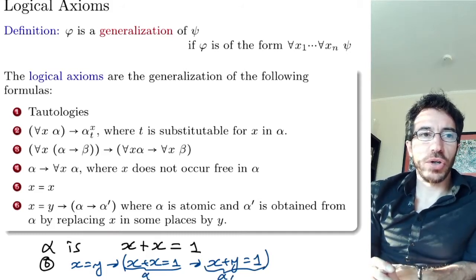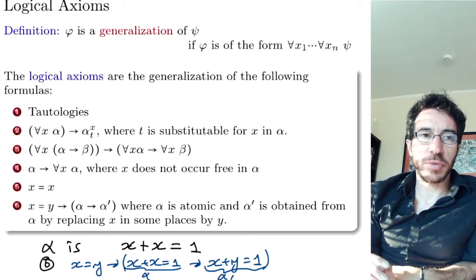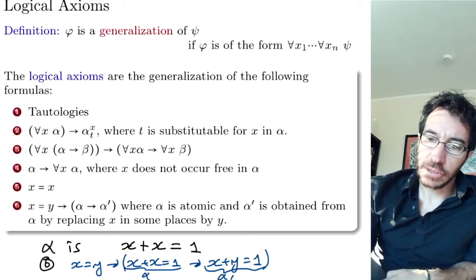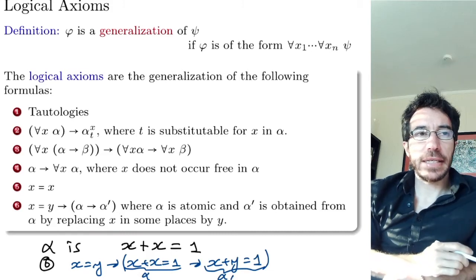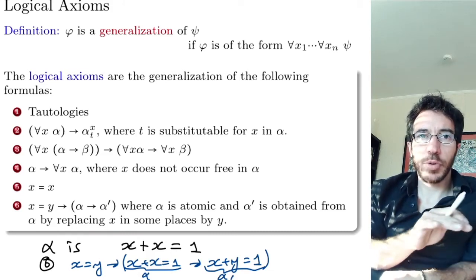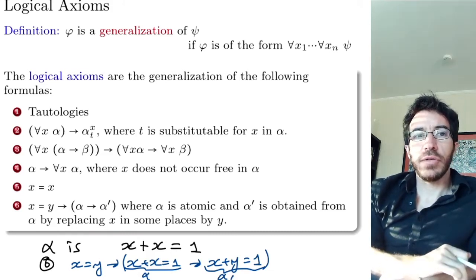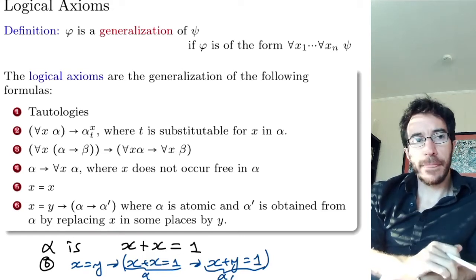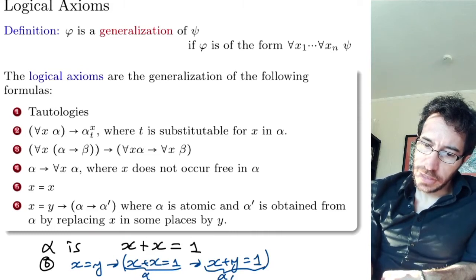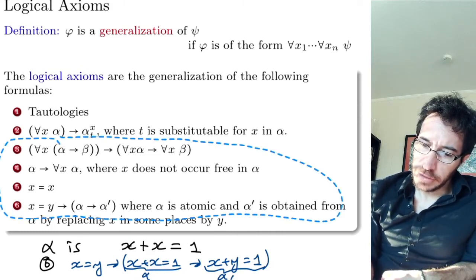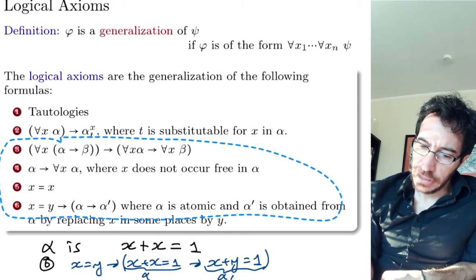Okay, so each of these groups is a group of axioms. There are infinitely many because you're taking all the possible well-formed formulas alpha, and these are the logical axioms that you can just put anywhere in your deduction for free, always. So there isn't too much to say. I guess these are very self-explanatory.